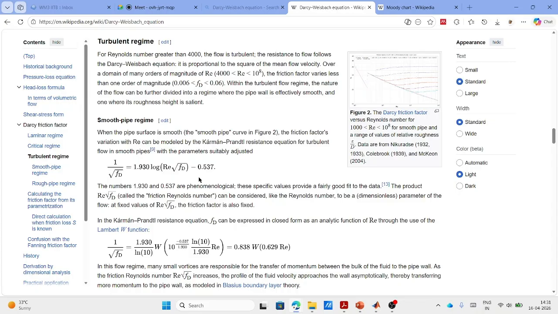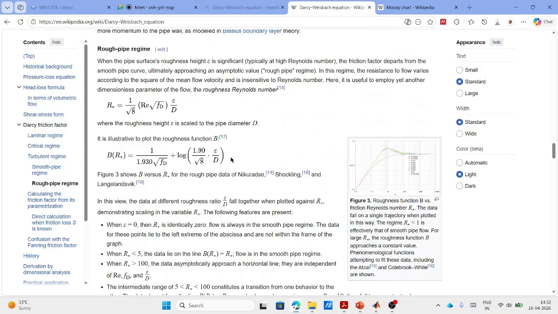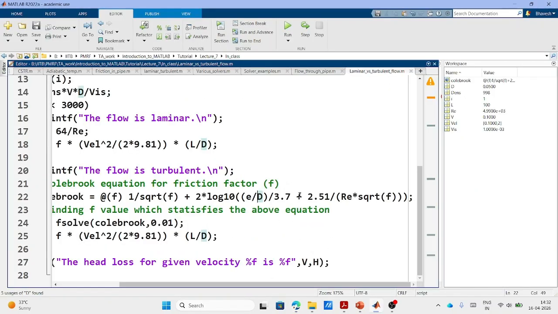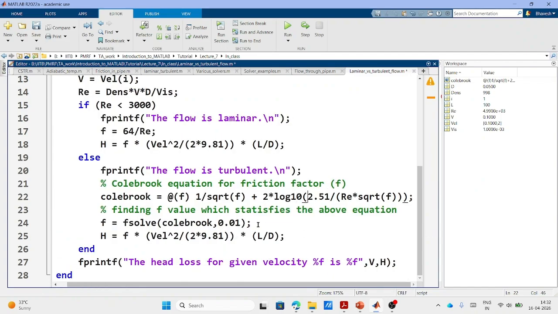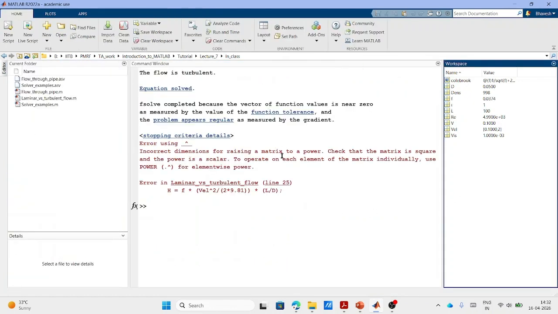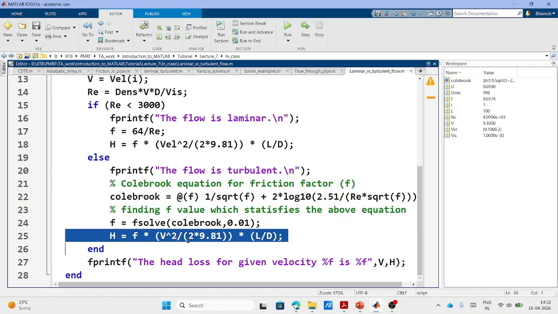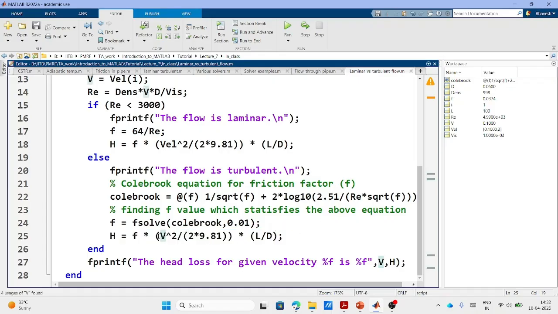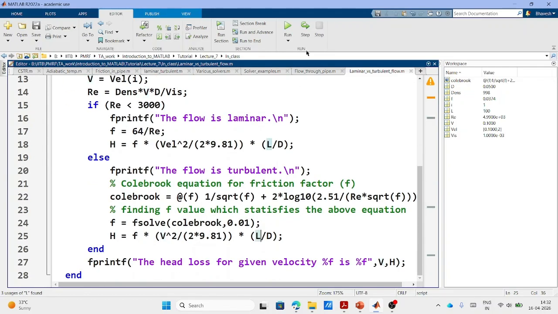Either you can use some other equation also, but I'm just putting the roughness factor as 0. So that means we have to get rid of this part, and once you do that, then F into velocity. This is what happens when you directly copy paste it, and there are the same variables. Our velocity is defined by capital V, so I have to write V square by 2G L by D.